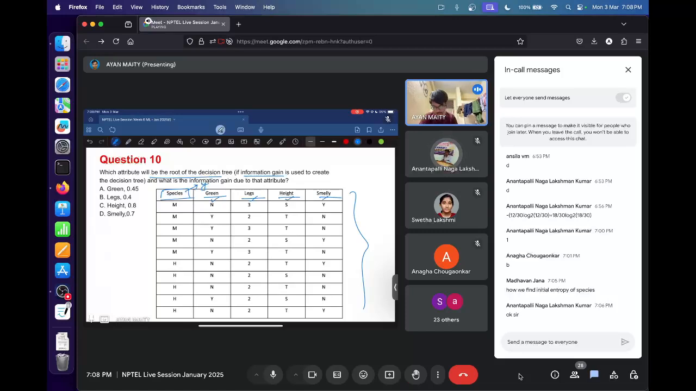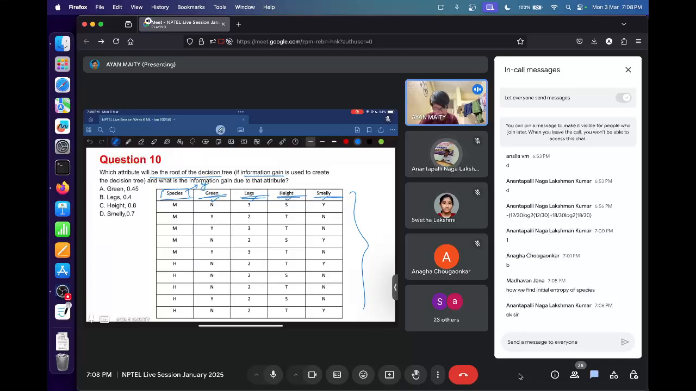So this question would take a lot of time, so I will simply describe the process for calculating the information gain at the root of the decision tree. There are four input attributes: green, legs, height, smelly. For each of these four input attributes, you have to calculate the information gain due to that attribute.